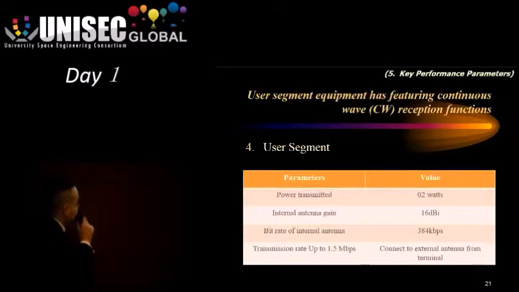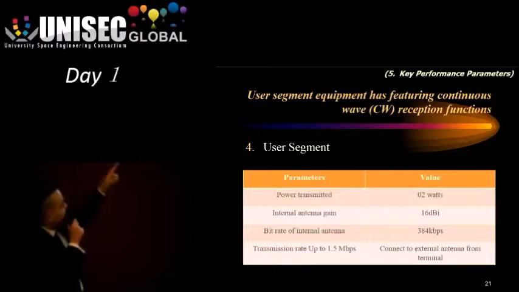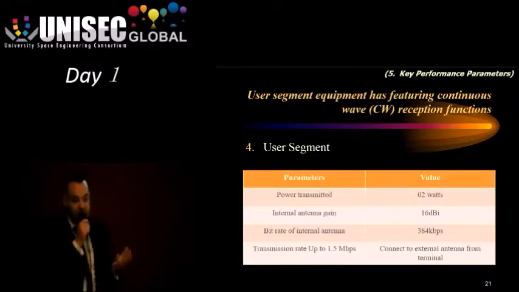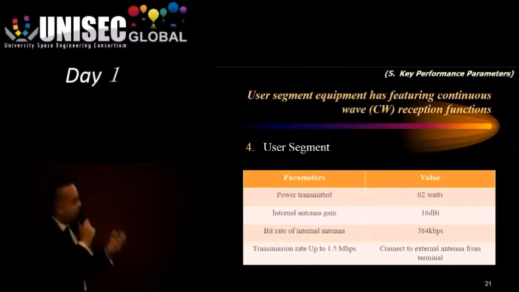So for the user, in our case we use 200 kilobits per second as the bit rate, but in the case of the user we have two cases. In case we use an internal antenna, we can reach a bit rate of about 384 kilobits per second for sending the data from the user to the satellite. In case we use a portable terminal, carried around, this portable has another antenna, an external antenna. If we connect with the external antenna, the bit rate can be 1.5 megabits per second.